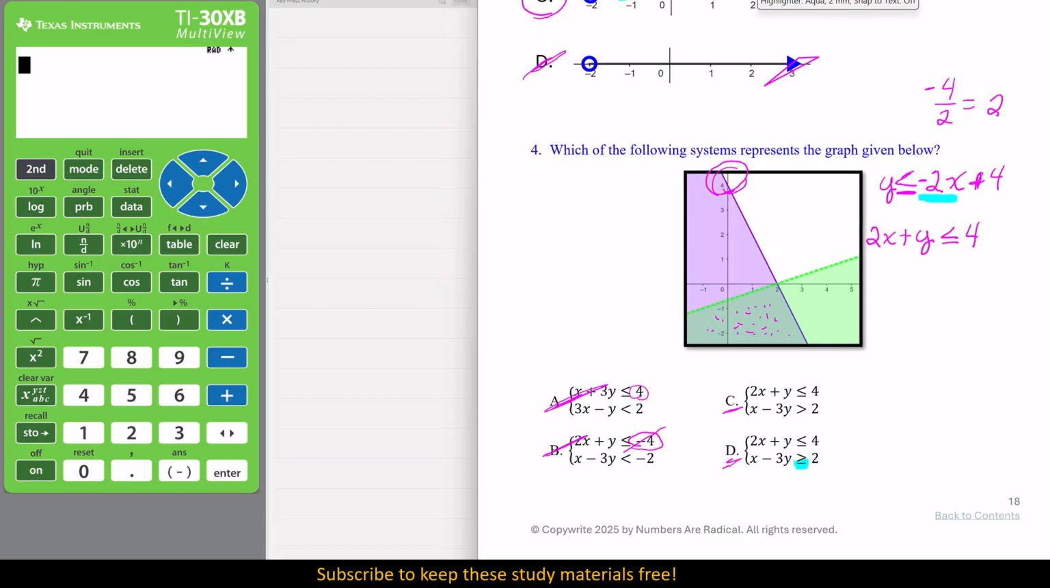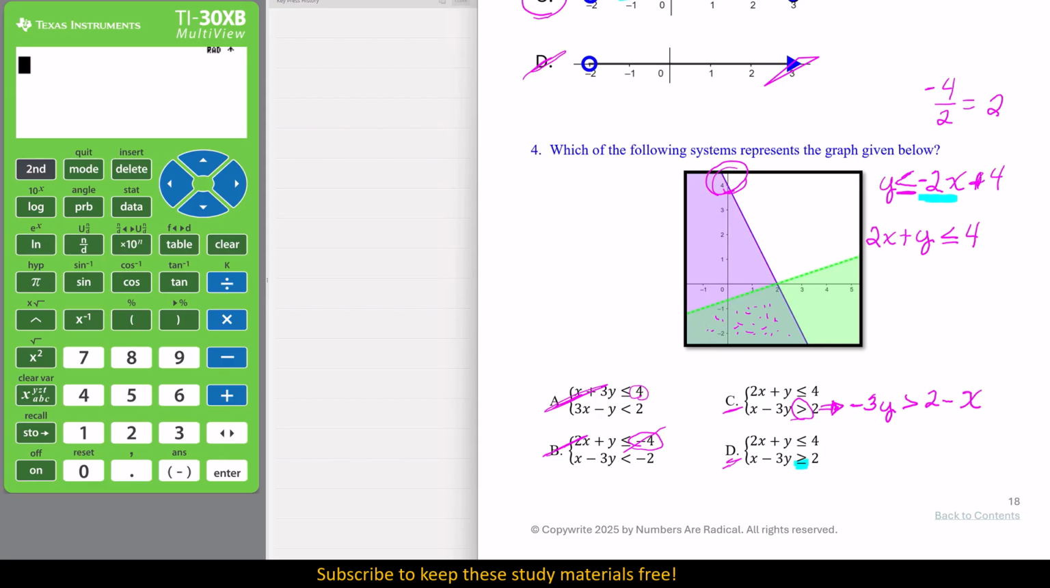Well, that implies that we are using greater than or equal to. Now, you may say, wait a second, but the green is shaded below. Well, okay, let's go another step and rewrite this guy in that form that we need to analyze it correctly. Okay, so let's say negative 3y greater than 2 minus the x.